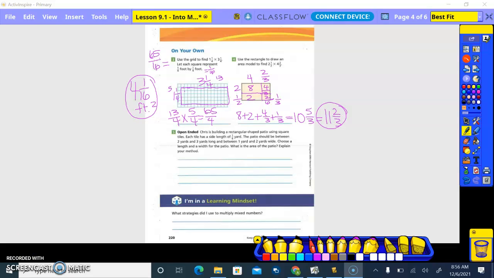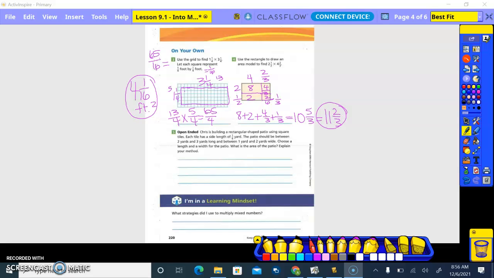Number 5, open-ended. Chris is building a rectangular-shaped patio using square tiles. Each tile has a side length of 1/6 yard. The patio should be between 2 yards and 3 yards long and between 1 yard and 2 yards wide. Choose a length and a width for the patio. What is the area of the patio? Explain your method. Okay, so if we're not going to use whole numbers, we at least want to have a whole number with a fraction that has probably what in it? A 6, right? Because we kind of learned that from our other ones.